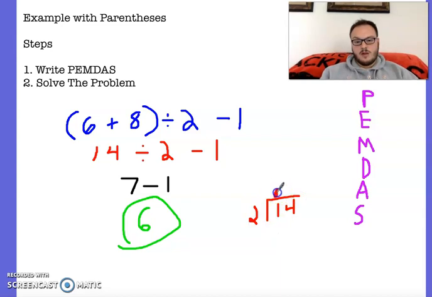2 can't go into 1. 0 times 2 is 0. Subtract. I get 1. Bring down my 4. 2 goes into 14 7 times. And I subtract.